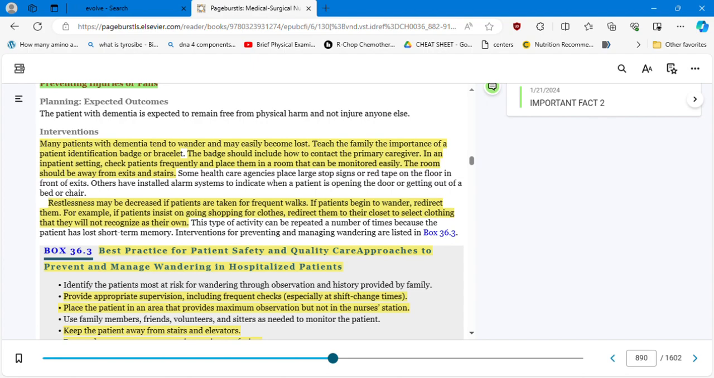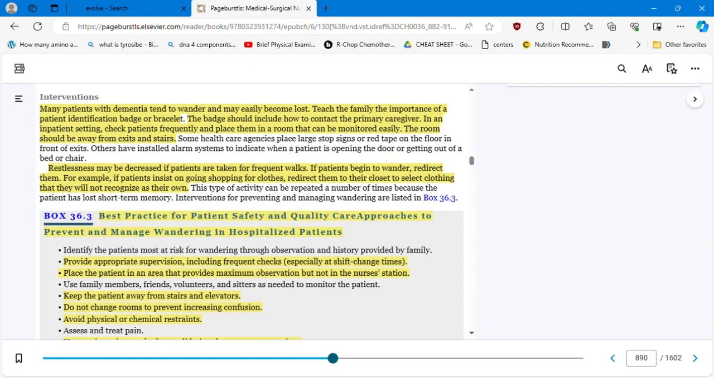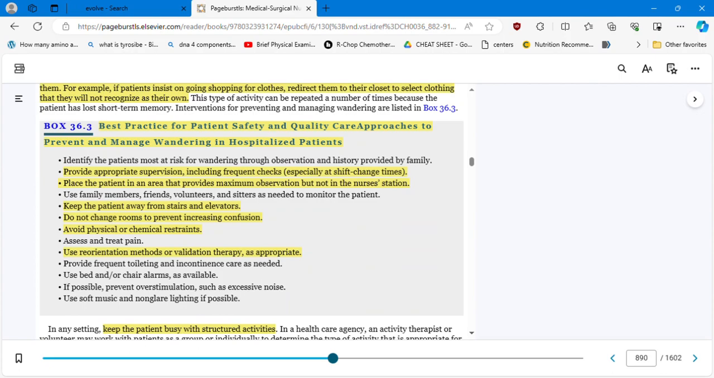For example, if patients insist on going shopping for clothes, redirect them to their closet to select clothing that they will not recognize as their own. So we have another table: prevent and manage wandering in hospitalized patients, provide appropriate supervision. You can divide the supervision with your nurse assistant, or the nurse can put the computer in front of the patient's room. Place the patient in an area that provides maximum observation, but not in the nurse's station.